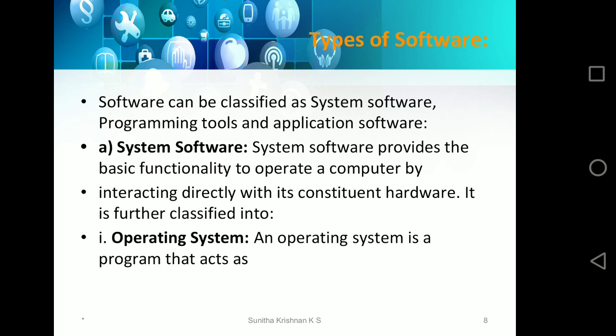They take the help of the system softwares which actually interact with the hardware and make the hardware do some work. So the user will be interacting with the software as well, and the system software will be interacting with the hardware. So the basic functionality is to operate a computer by interacting directly with the constituent hardware. Again, it can be classified, and one of the best examples for system software is operating system.